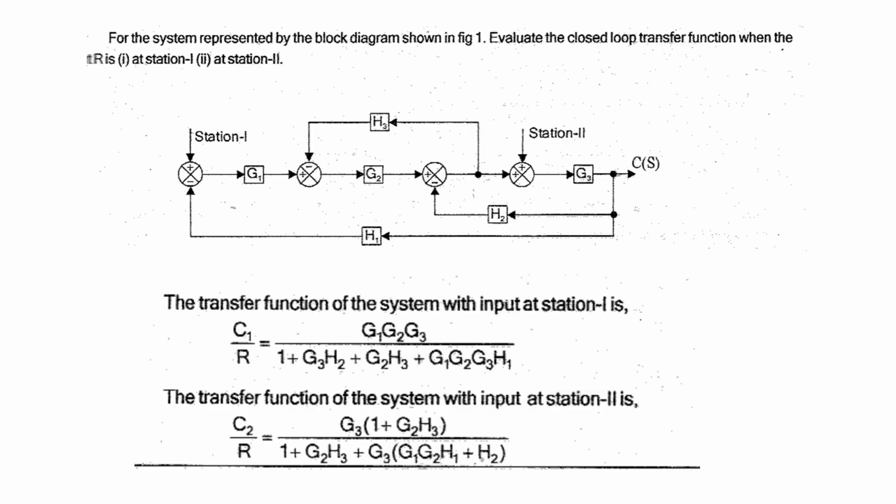So if we have multiple inputs available, to find the transfer function of one particular input, the other inputs available in the same system have to be considered to be 0.